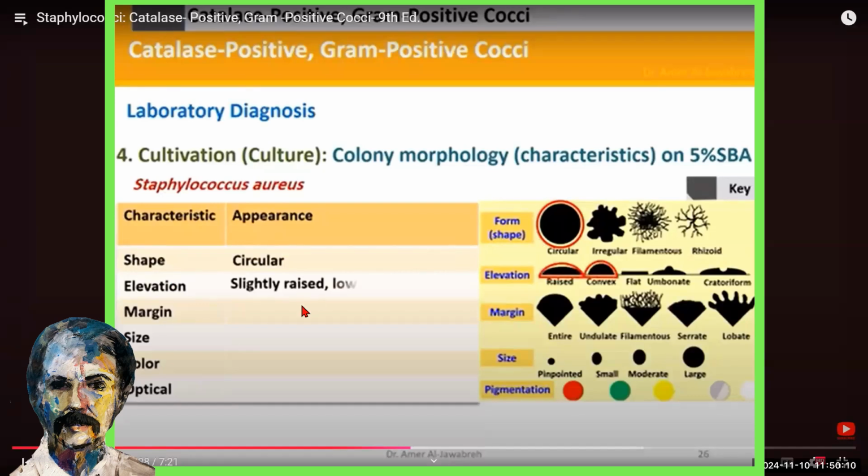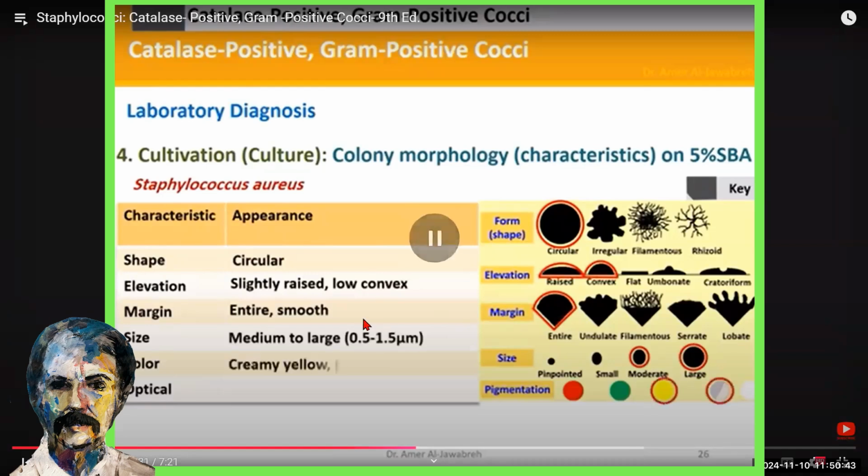It's circular. Elevation, raised to convex, a little bit high. It's not flat, it's not crateriform, it's not umbonate. It's raised or a little bit convex. So slightly raised or low convex. Margin, it's entire like this, entire. So the margins are entire, not undulate, not filamentous, like the shape and the form here. Not lobate, not serrate like teeth, not filamentous. So that's the margin, entire and smooth, totally.